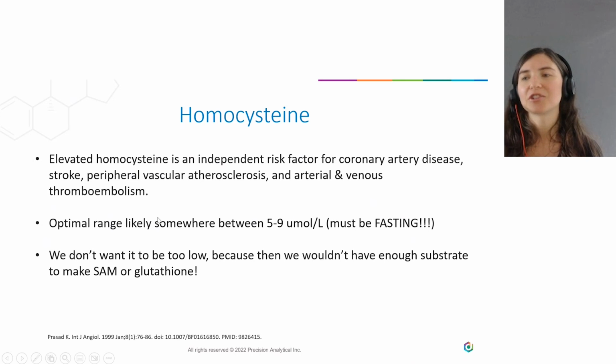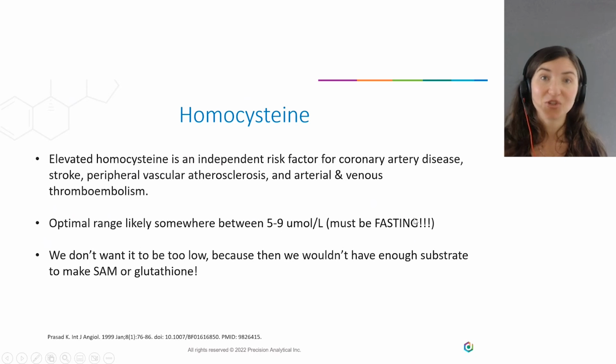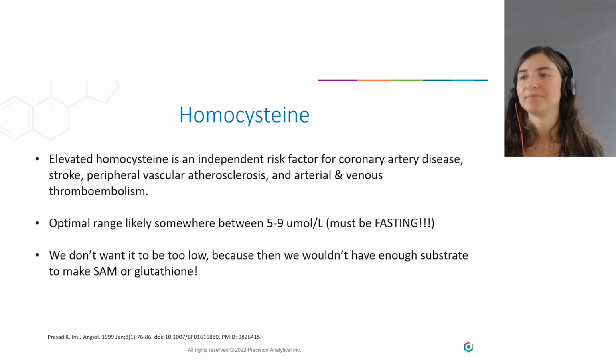So the optimal range, this is kind of like the functional range, is likely somewhere between 5 and 9. And it has to be fasting. Make sure you're fasting when you do the homocysteine. We don't want homocysteine to be too low, right? Just think about it. If you don't have enough homocysteine, then you don't have enough substrate to make SAM. Also, homocysteine converts down to glutathione. So if you don't have enough homocysteine, you don't have enough substrate to turn into glutathione, which is our major antioxidant in our body.